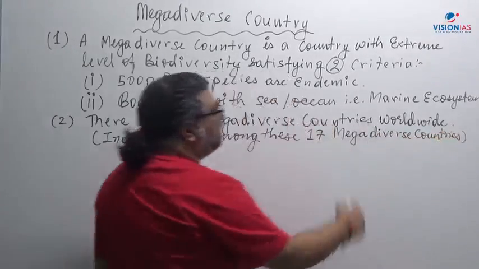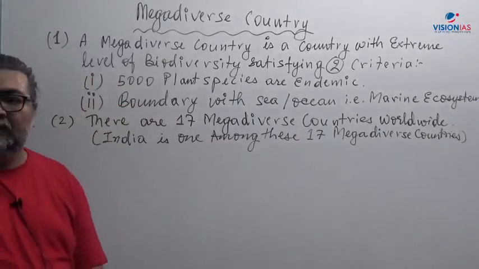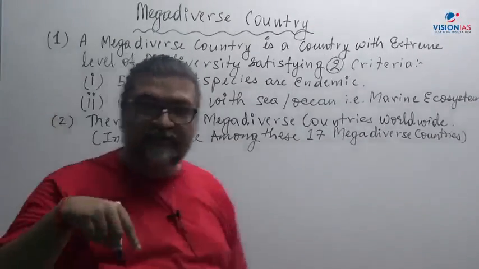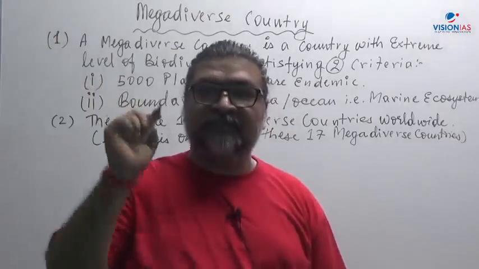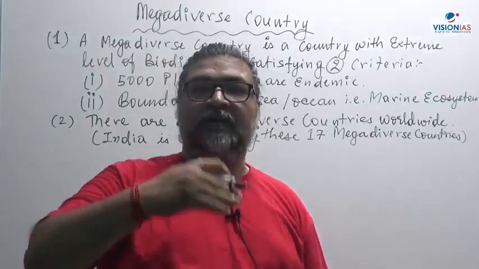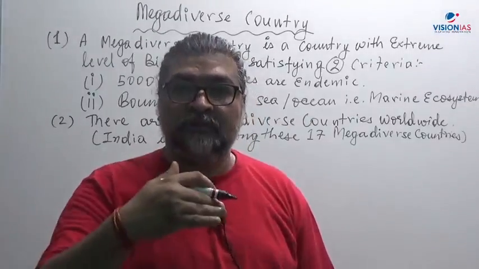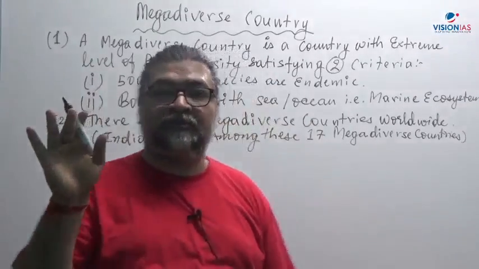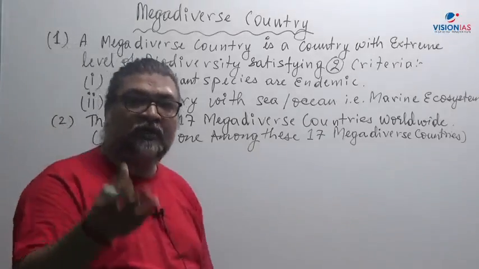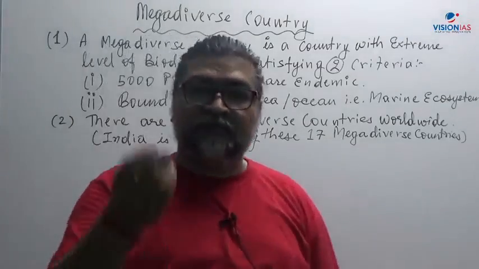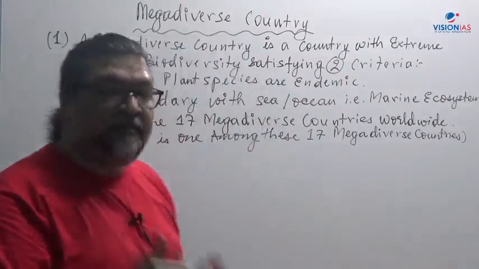We have an extreme level of biodiversity, and we also have surrounding sea and ocean: the Bay of Bengal on the eastern side, the Arabian Sea on the west side, and the Indian Ocean in the southern part. So we are part of the surrounding sea and ocean. We have islands, the Andaman Nicobar group of islands, the Lakshadweep islands, and small islands are present in India. So we have a marine ecosystem there.